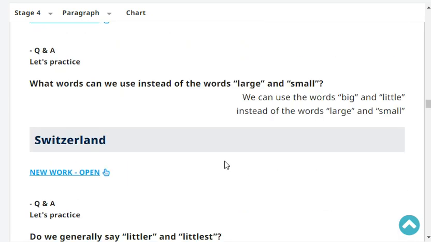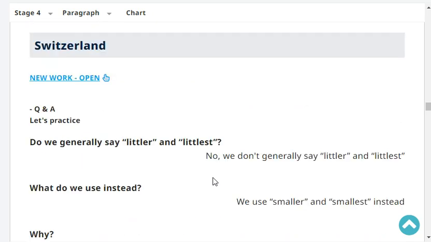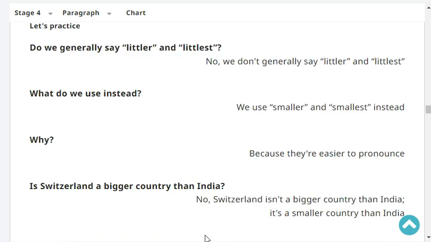What words can we use instead of the words large and small? We can use the words big and little instead of the words large and small. Very good. Do we generally say littler and littlest? No, generally we don't say littler and littlest. What do we use instead? We use smaller and smallest instead. Why? Because they're easier to pronounce.